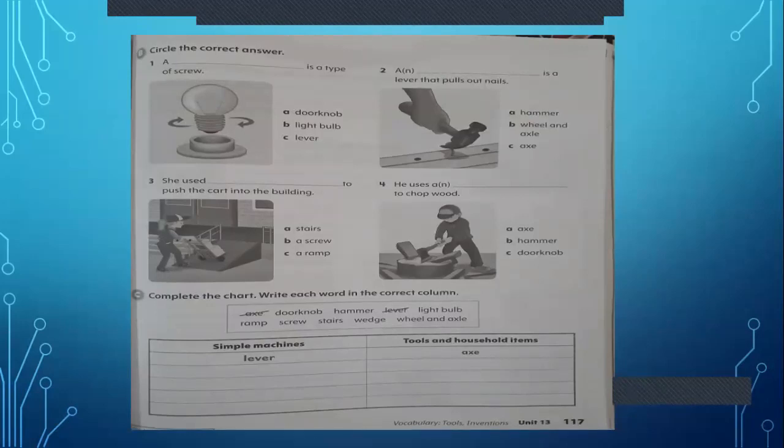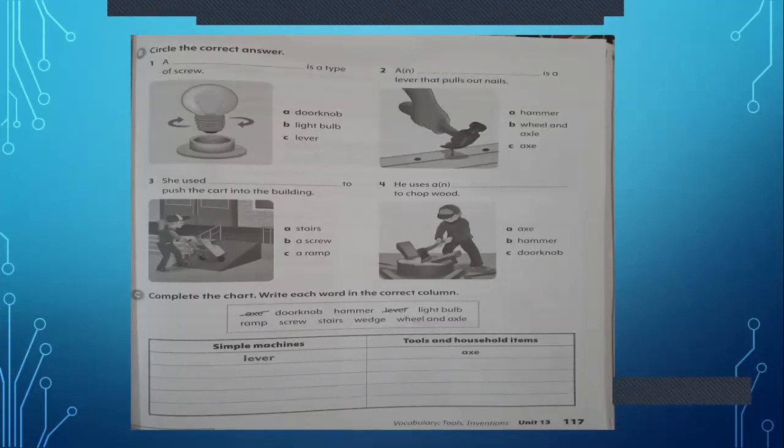Just keep in mind that the ones like ramp, screw, wedge, wheel and axle, lever, these all are machines. The rest of them are the tools and household items, or I would say the examples of different machines. Like when I talk about hammer, so hammer is an example of what? Example of lever, right? Light bulb is an example of screw, I guess, right?